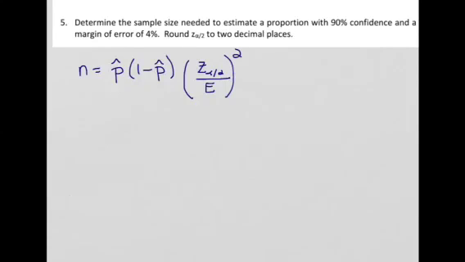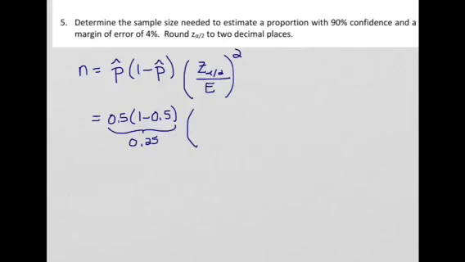Now, in this particular problem, we don't have a preliminary estimate for the proportion, so we use 0.5 for that. So I have 0.5 times 1 minus 0.5, and in your book they just work this out and say use 0.25 when you don't have a preliminary estimate. So you can either do that or you can just plug in 0.5. Either way you're going to get the same result.